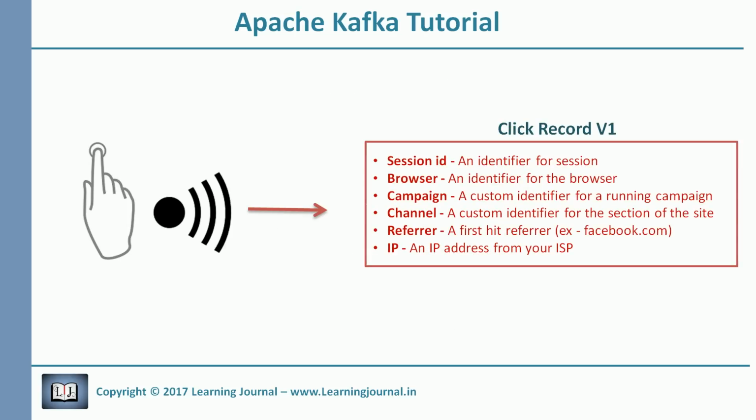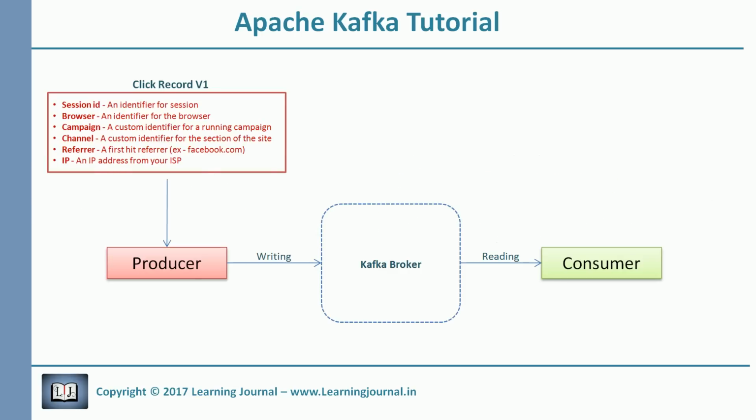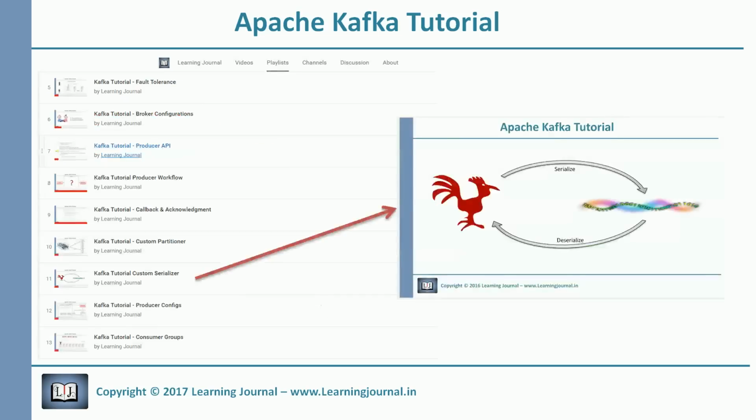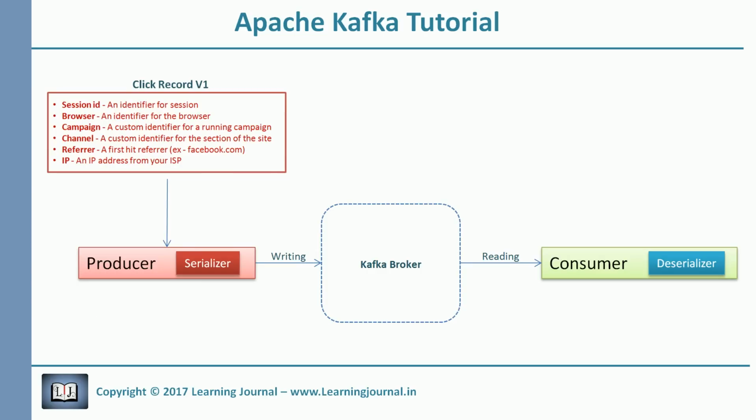Let's assume that you are collecting click stream and your original schema for each click is something like this. Okay, so you have producers that are sending this data to Kafka, and you have consumers that are reading this data from Kafka and doing some analysis. We have already seen this kind of example in one of my earlier videos. If you missed that, go back and watch custom serializers and deserializer. I am sure you can deliver a solution to this requirement by implementing a custom serializer and a deserializer.